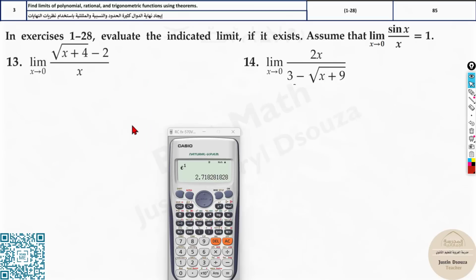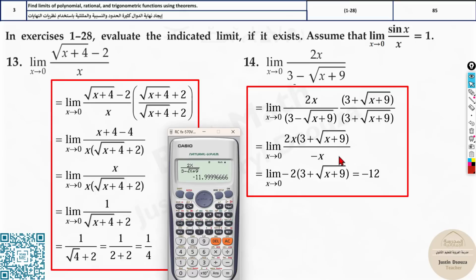And here as well, I'll do the second problem. Let's just type it out. It's 2x divided by 3 minus square root x plus 9. Now calculate at what? 0.001. You should put 1, and that is negative 12, and same thing, calculate at negative 0.001, and the answer is negative 12 itself. It's minus 12, that's it.